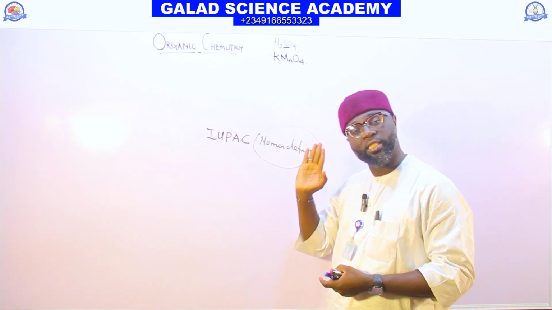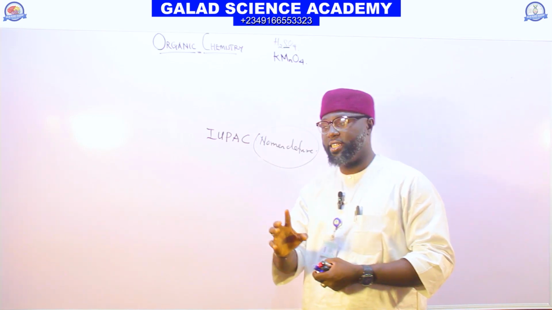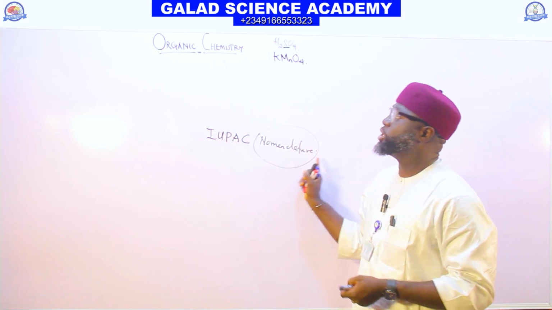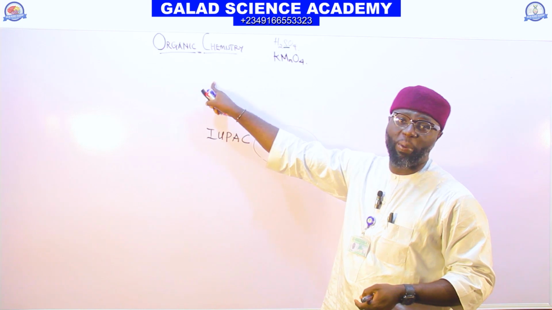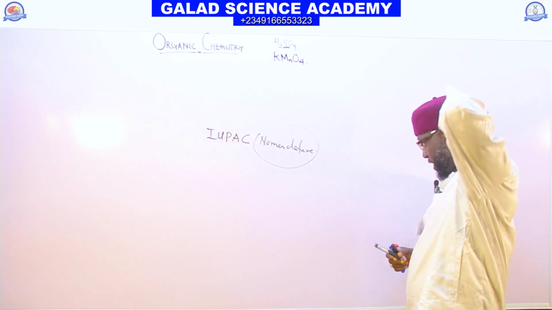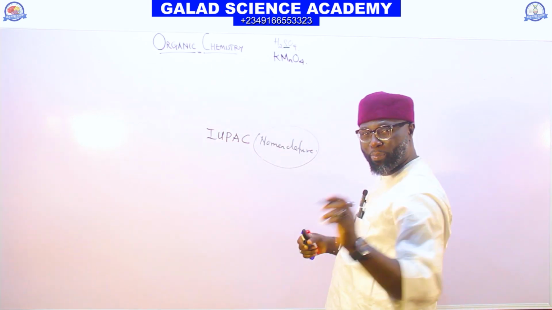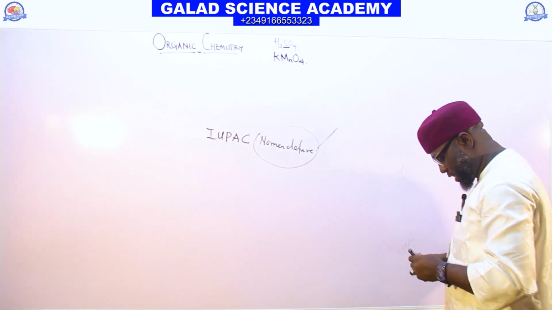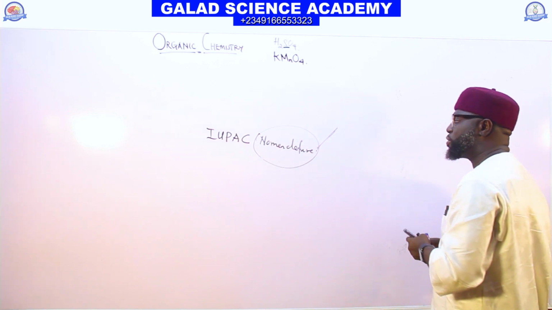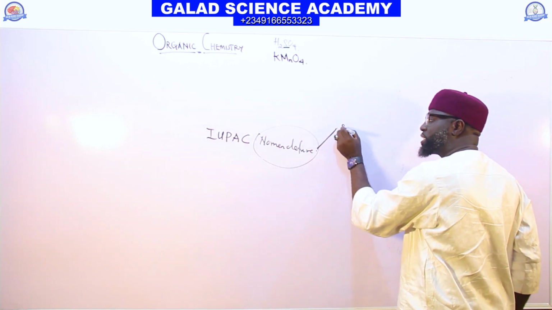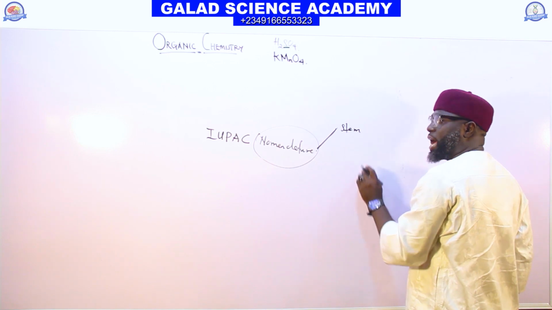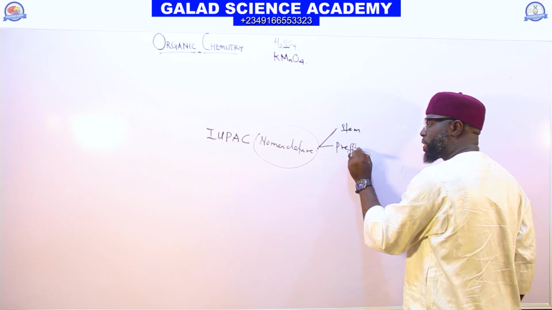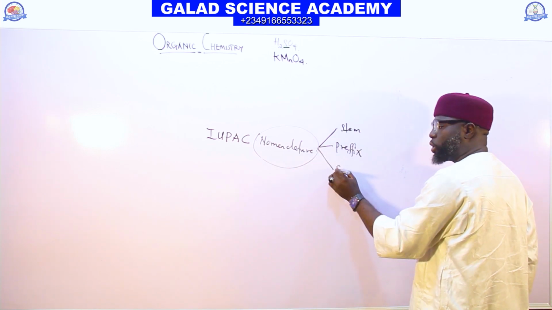So nomenclature is very essential in science. If you are talking of nomenclature in organic chemistry, this nomenclature is basically comprised of three things. The first thing is the stem. After the stem, we have the preface. After the preface, we have the suffix.